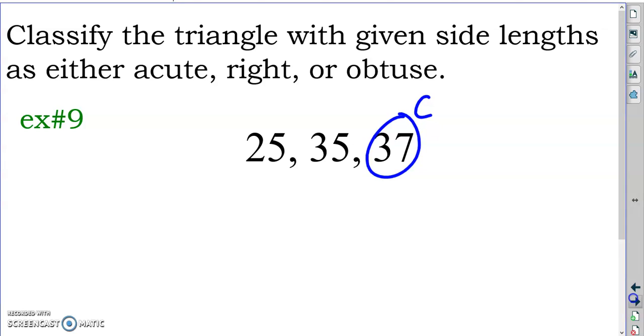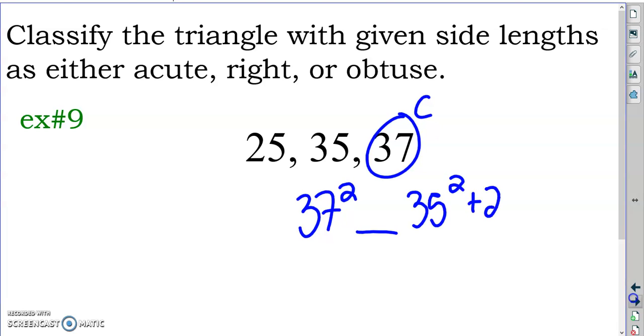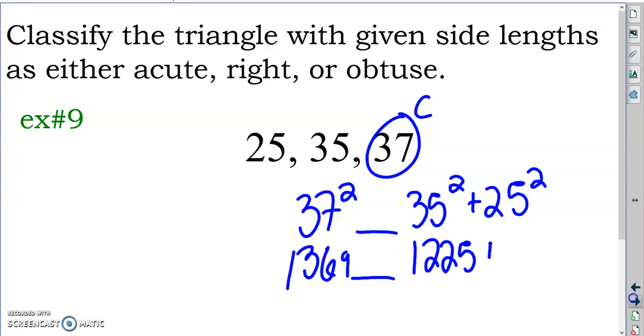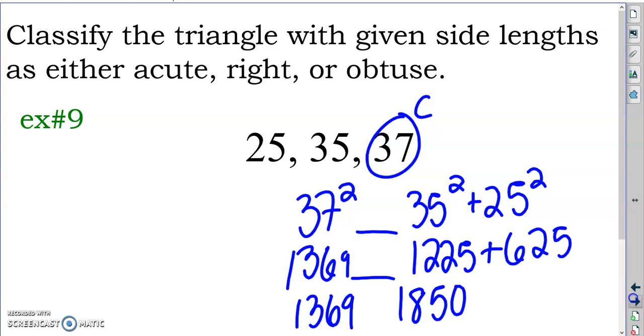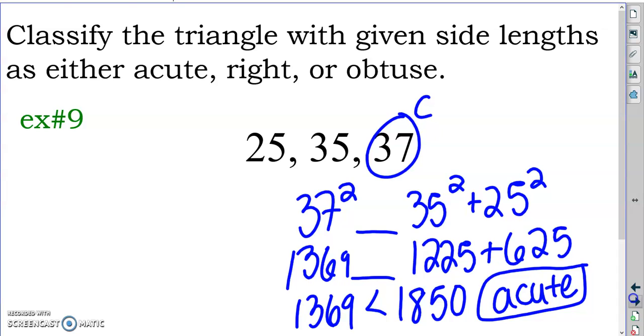Again, pick your longest side, that's your c value. 37 squared is what? Greater than, less than, or equal to 35 squared plus 25 squared. So 37 squared is 1,369. 35 squared is 1,225. And 25 squared is 625. So when we add those two numbers together, we get 1,850. So we know 1,369 is less than 1,850. So that is an acute triangle.